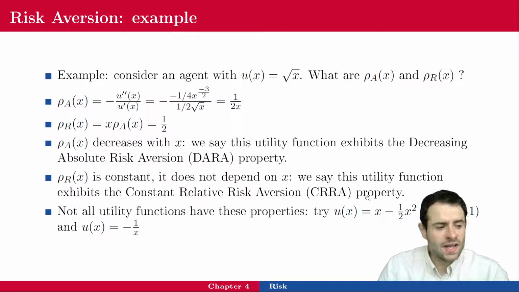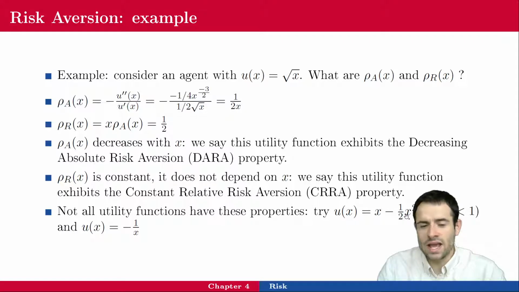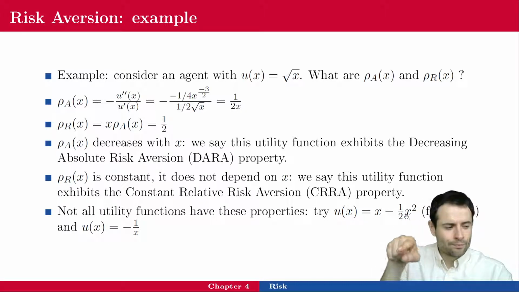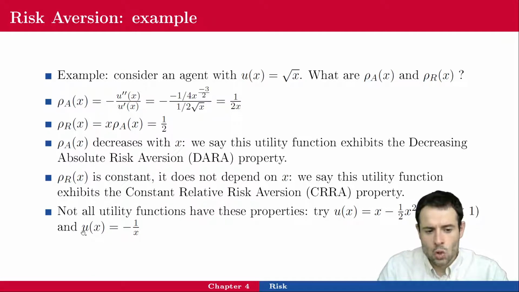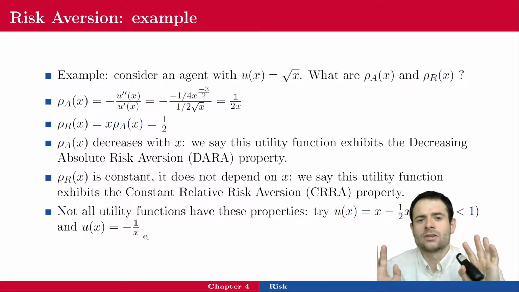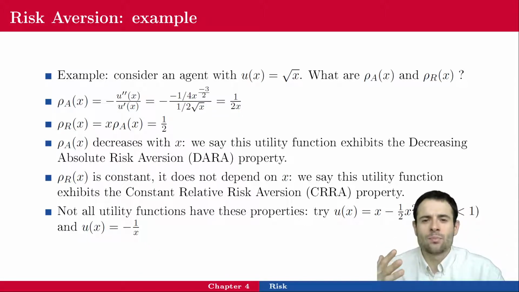Not all utility functions have these properties. For instance, you can try u of x is equal to x minus 1/2 of x squared. Because there is a minus in front of the x squared, we're going to have an inverted u. And you could also try with u of x is equal to minus 1/x. This utility is guaranteed to be negative, but that doesn't matter. As I said, negative values are not important. What matters is the shape. Try this at home. Let me know in office hours what you find, and that will help you a lot for the rest of the course.